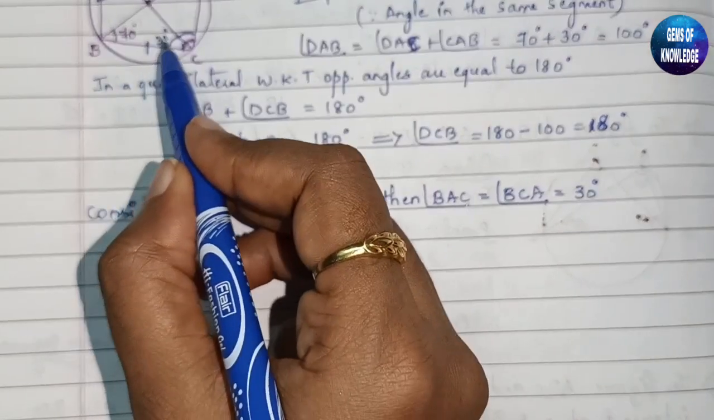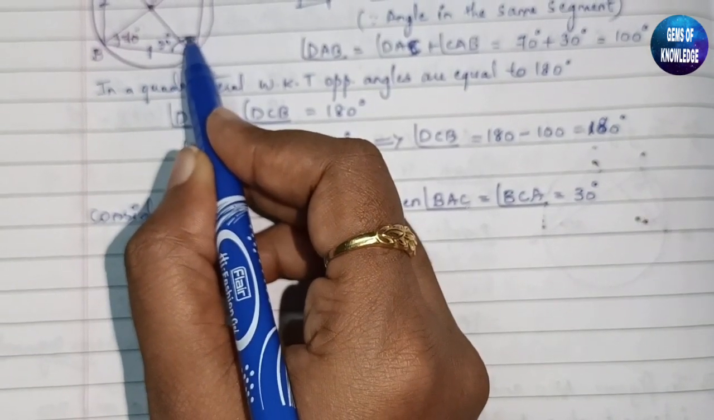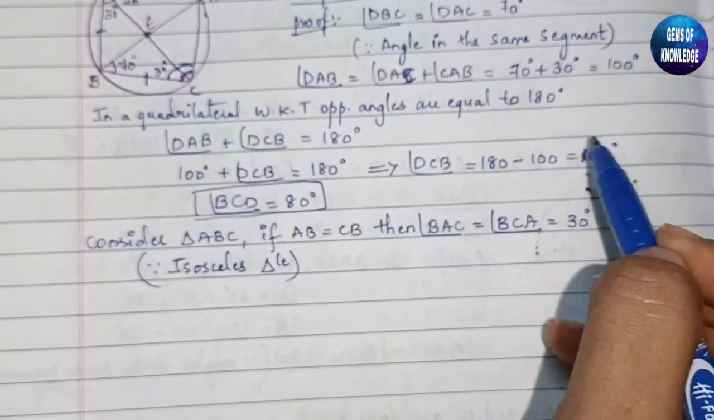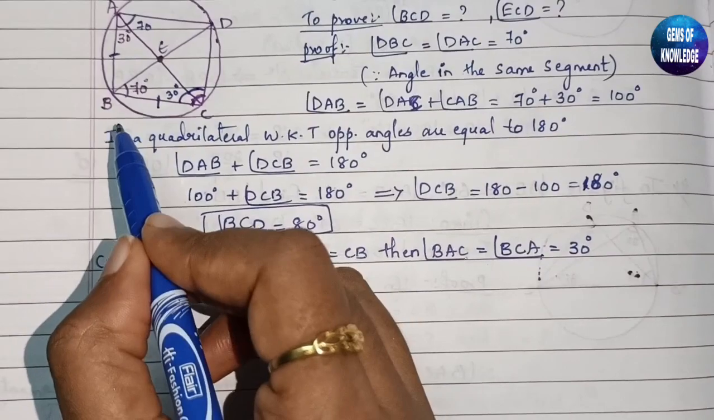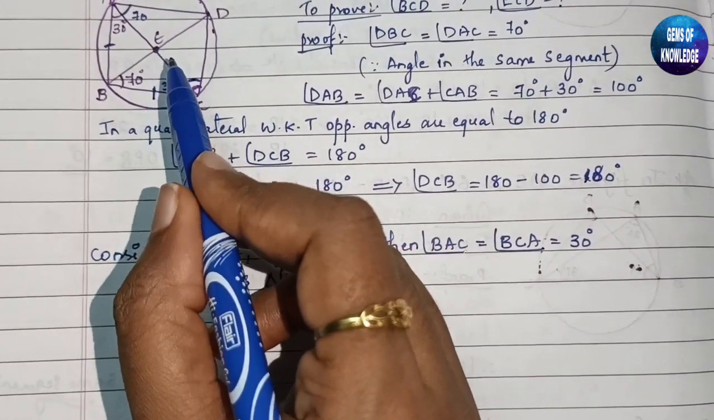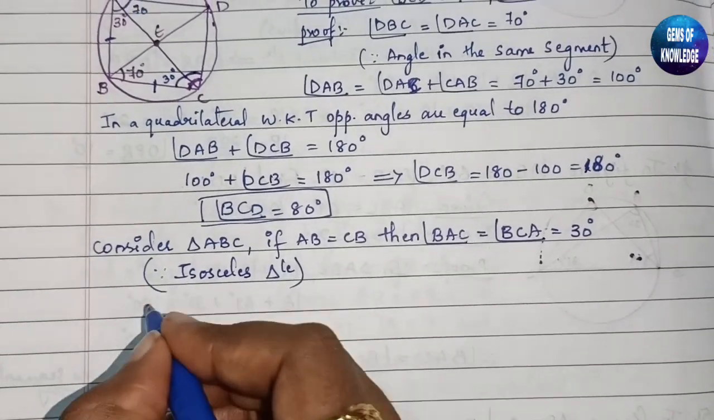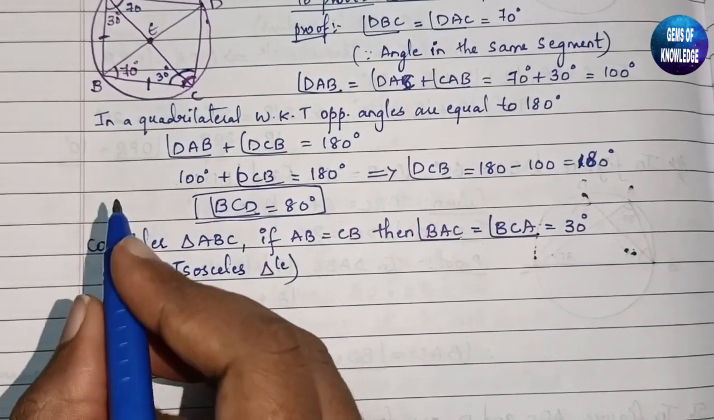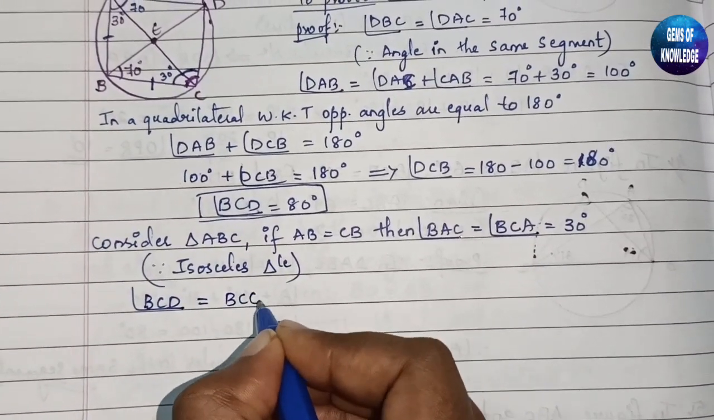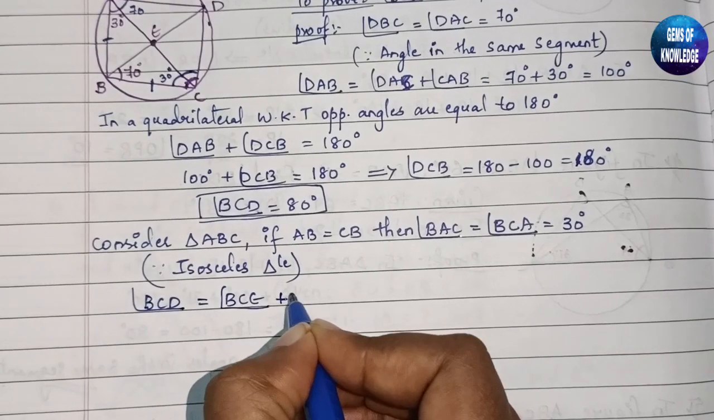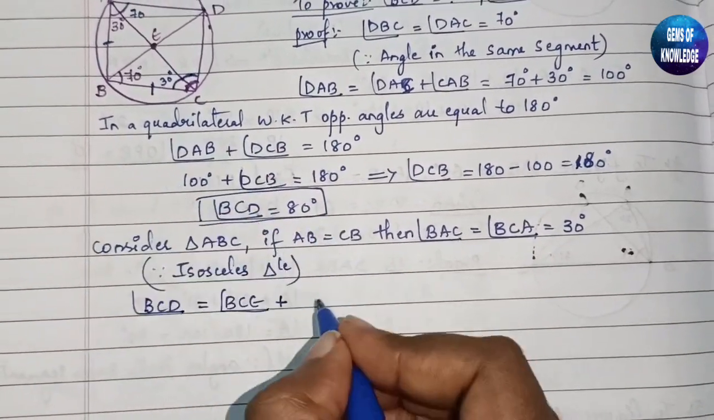Now as we know this is 30 degrees, we need to find out this value. Together we know this is equal to 80 degrees. As you can see, angle BCD is equal to 80 degrees, we came to know. We need to find the value of ECD. Now let us write BCD. Angle BCD is divided into two parts, that is BCE plus DCE, you can see in the figure.